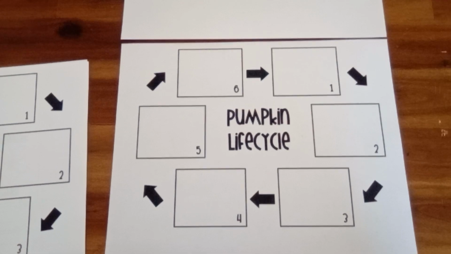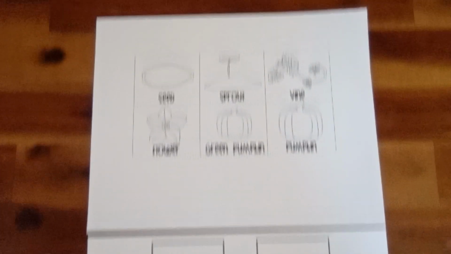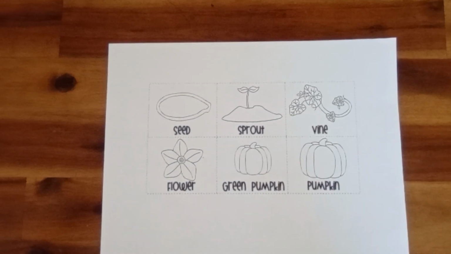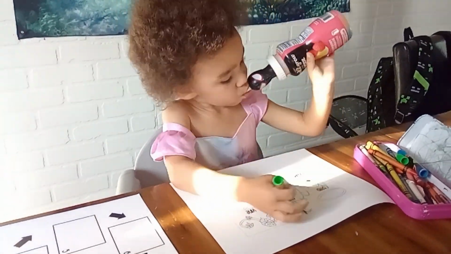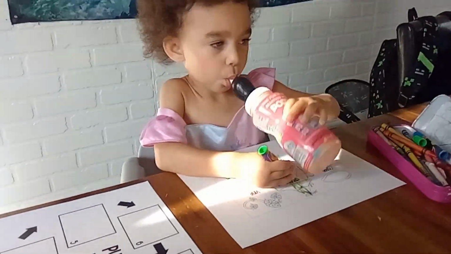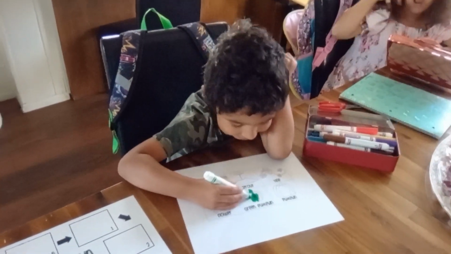Then the next thing we started on was learning about pumpkins, and one of the first activities is a color, cut, and paste activity. The kids color the pictures, then they cut them out and paste them in the correct order for the pumpkin life cycle.